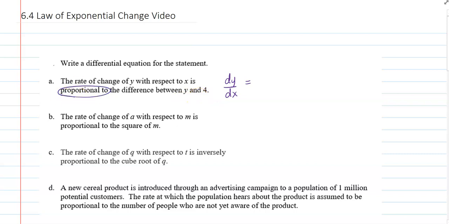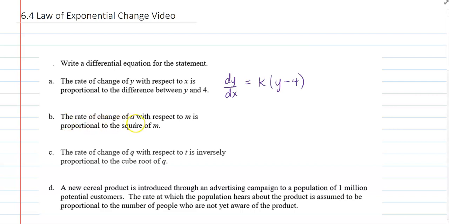Proportional means that it's not exactly equal to the difference between y and 4, but it's just off by a factor. We often say that the factor is k. I suppose it doesn't have to be k, but in our class we just tend to do that. So k just represents that constant of proportionality.